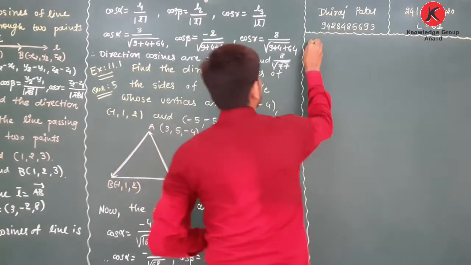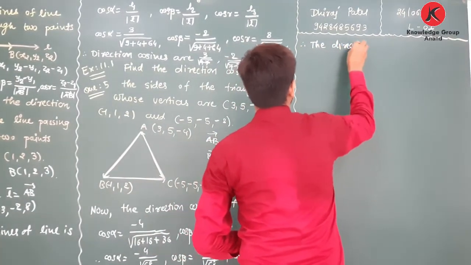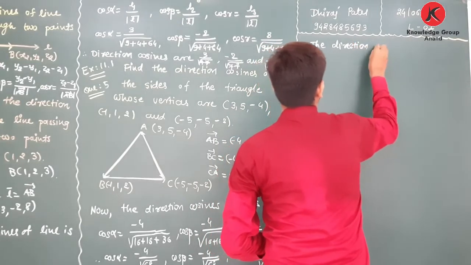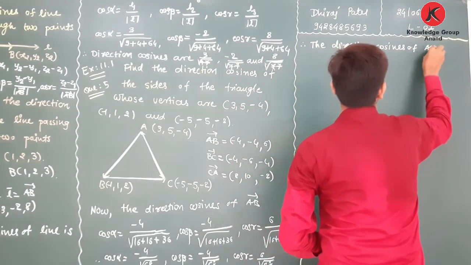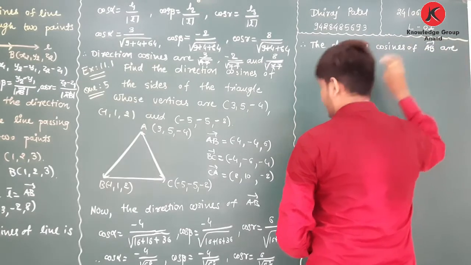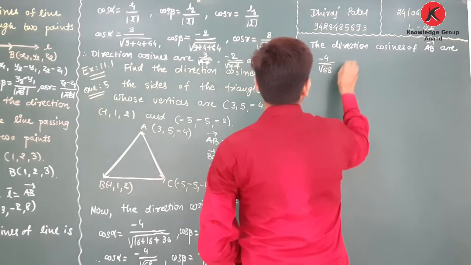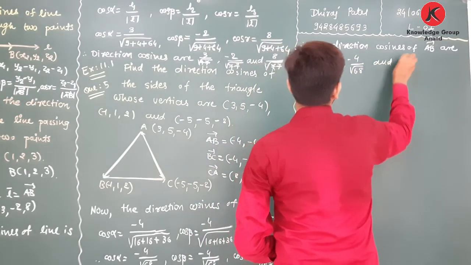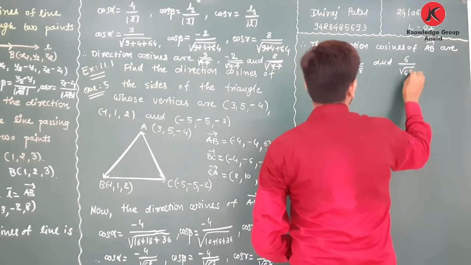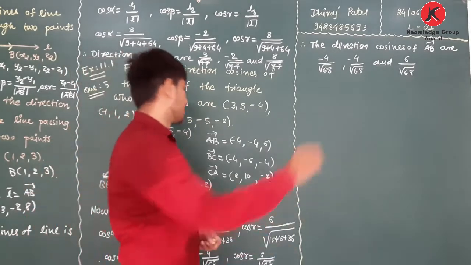Therefore the direction cosines of AB are minus 4 upon root 68, minus 4 upon root 68 and 6 upon root 68. अगर ये सिंप्लीफिकेशन होता है तो करने का, अदरवाइज नहीं करोगे तो चलो.